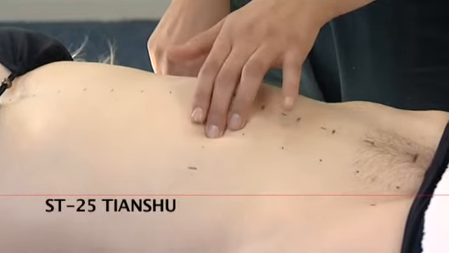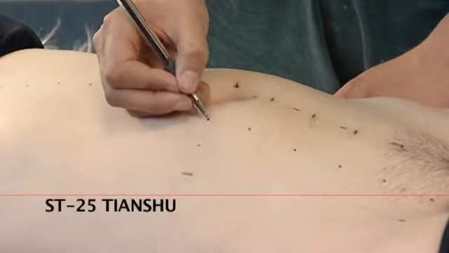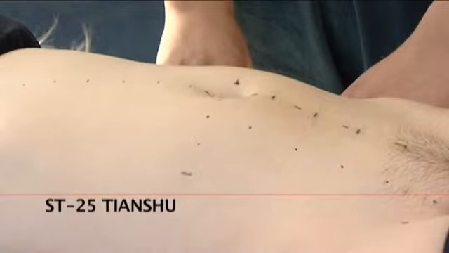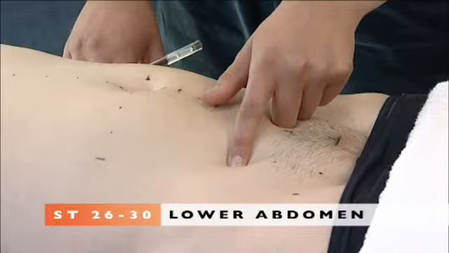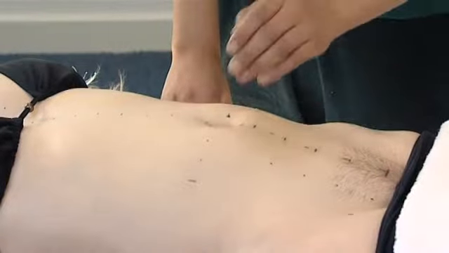Stomach 25 is 2 sun lateral to the midline at the centre of the umbilicus. Stomach 26 is on the lower abdomen, level with Ren 7, which is 4 sun superior to the pubic bone, 2 sun lateral to the midline.